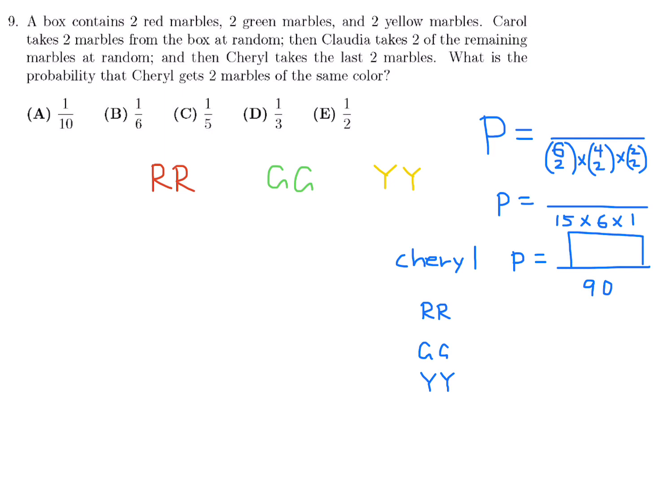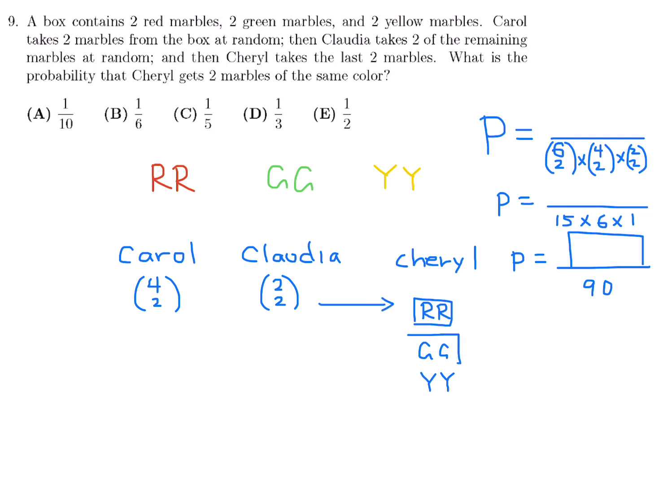Okay, so Cheryl's going to end up with either 2 red, 2 green, or 2 yellow. So let's work backwards. Let's figure out what the other 2 girls, Carol and Claudia, do. So if we want Cheryl to end up with 2 R's, that means from these 4, Carol's going to choose 2. And then from the remaining 2, Claudia will choose. That will end up, hopefully, 2 R's.